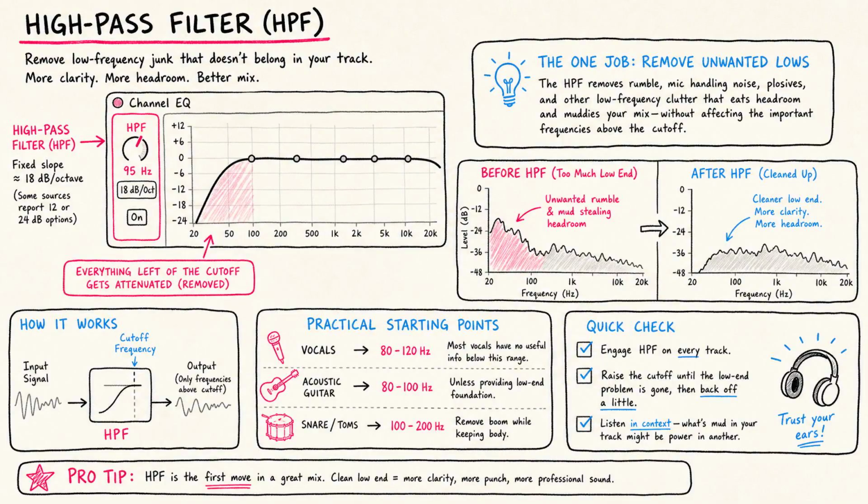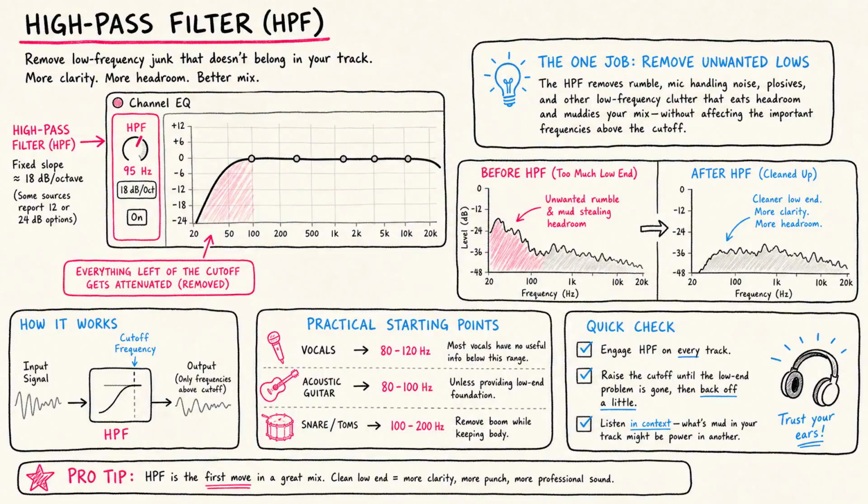Practical starting points include vocals at 80 to 120 Hz. Most vocal recordings contain no useful information below this range, only room rumble, mic handling noise, and plosive energy that muddies the low end. Acoustic guitar at 80 to 100 Hz, unless the guitar is meant to provide bass register support, rare in most arrangements. Everything below this range typically competes with bass and kick.